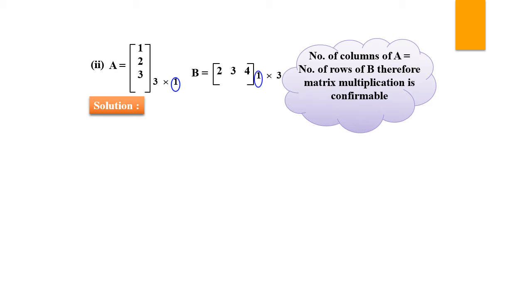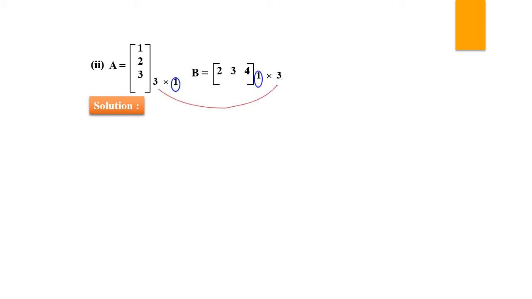Consider another example, matrix A equal to 1 2 3. Order of the matrix A is 3 cross 1 and matrix B equal to 2 3 4. The order of the matrix B is 1 cross 3. So again we need to check the CR rule, that is, column of the first matrix must be equal to the rows of the second matrix. So number of columns of A is equal to number of rows of B in the given matrix, and the new matrix will be of the order of 3 cross 3.